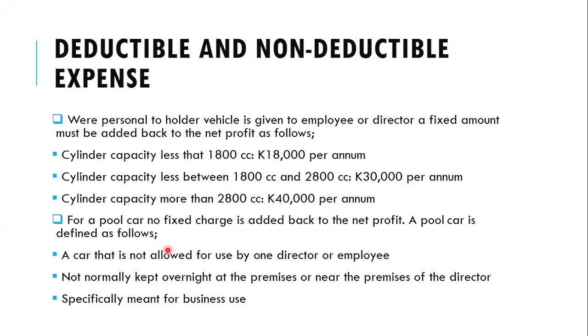Sometimes with personal to holder vehicles, you're given a Benz by a company. You can use it to take your children to school, or you can even go on a date with your wife in the personal to holder vehicle. But for a pool car, it's specifically for business purposes.